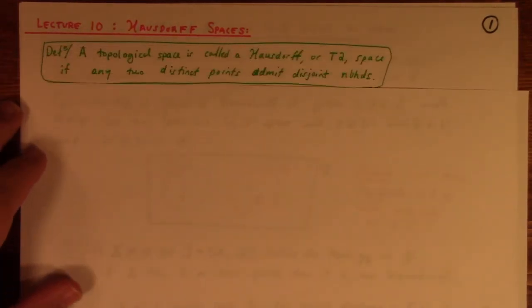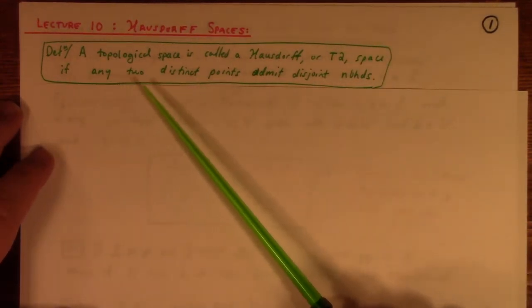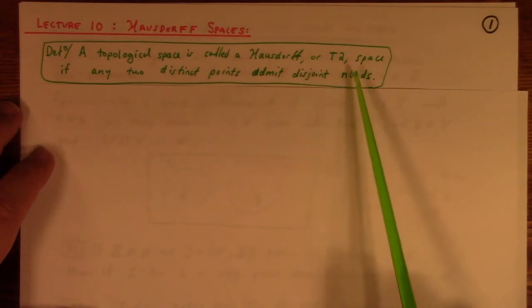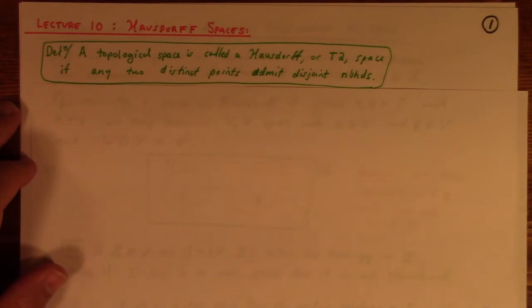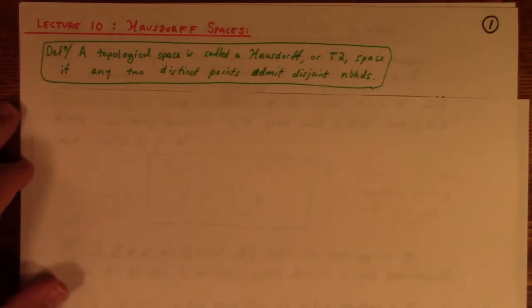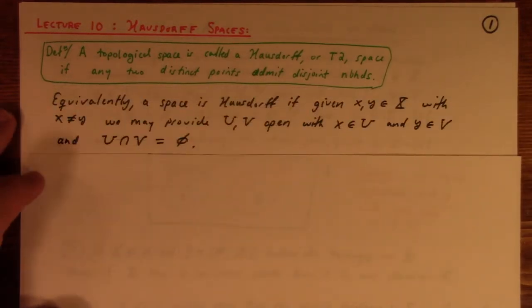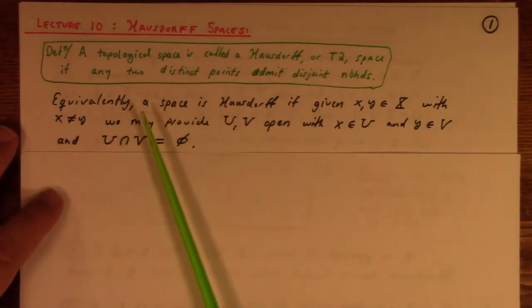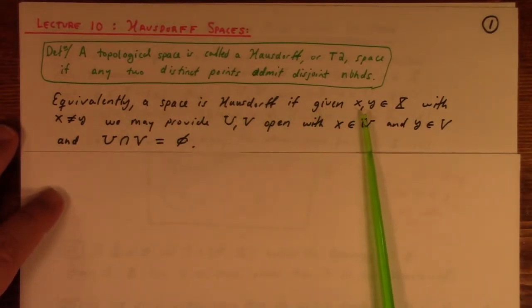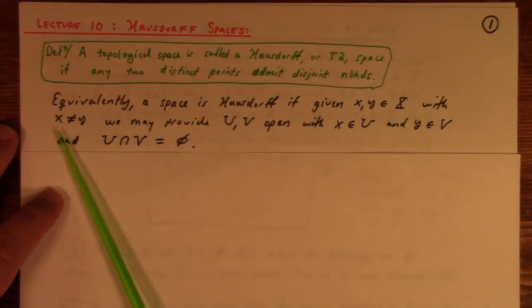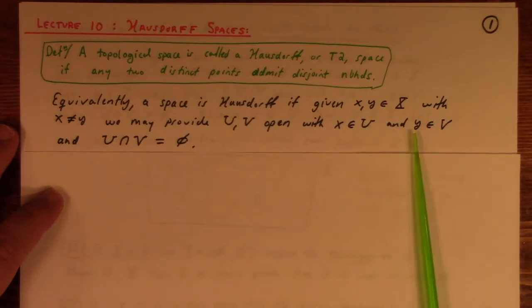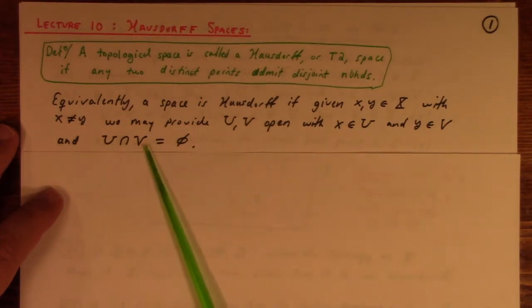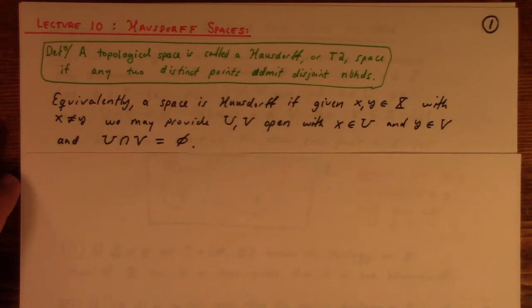A topological space is called Hausdorff, or T2 space, if any two distinct points admit disjoint neighborhoods. I'm going to ignore this definition and just work in terms of open sets. I much prefer to think in open sets. Equivalently, a space is Hausdorff if given x and y with x not equal to y, we may provide u and v open with x an element of u and y an element of v, and u and v are disjoint. All right, so here's a picture.